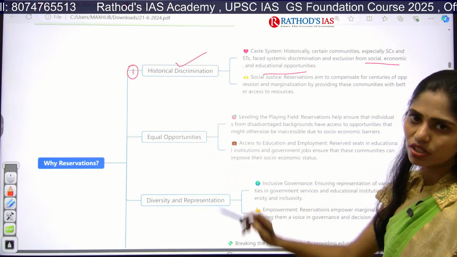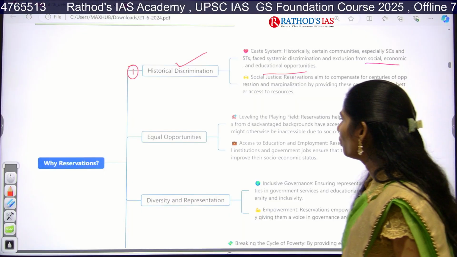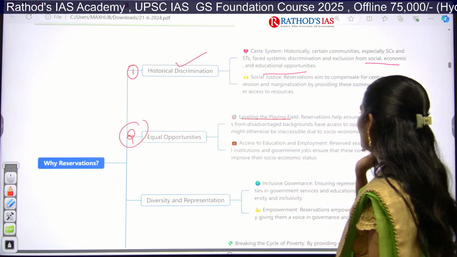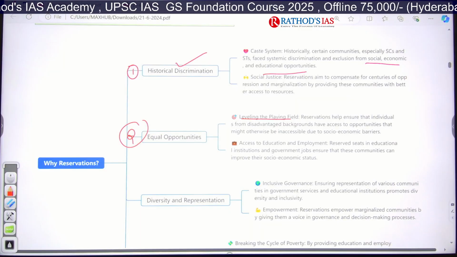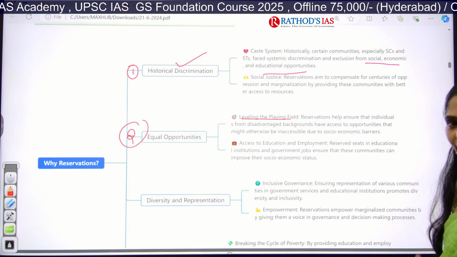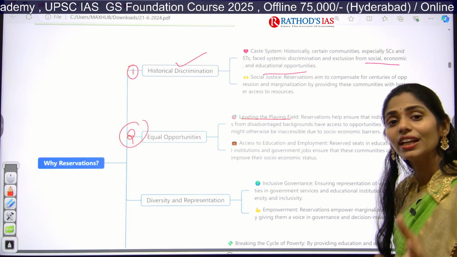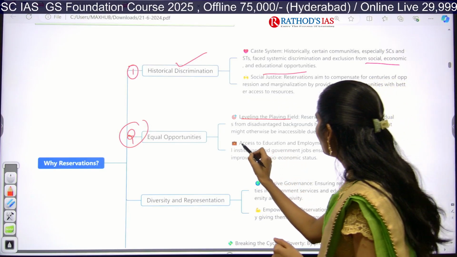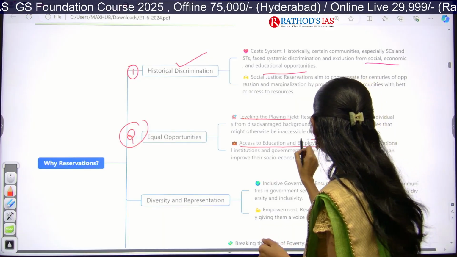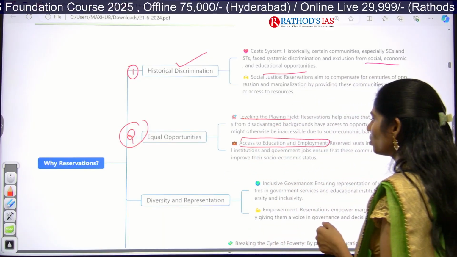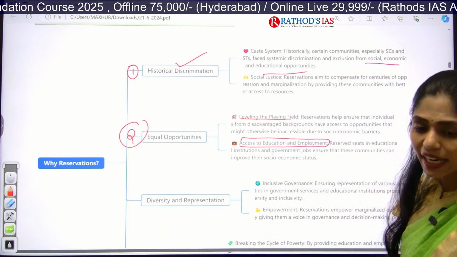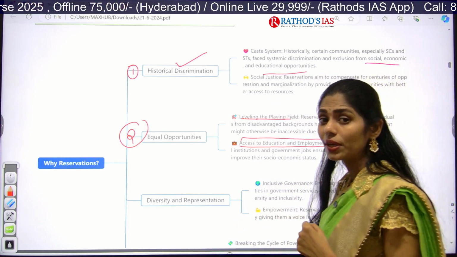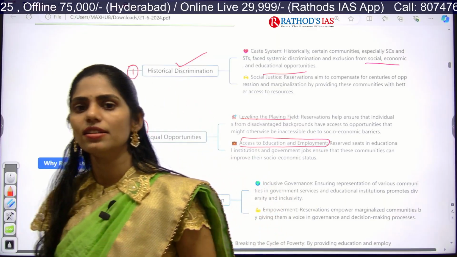And next one is to provide equal opportunities. We have to provide a level playing field for them also. We have to provide access to them in areas that were inaccessible till this time. And next, we want to provide them access to education as well as employment, so that the socio-economic conditions of these people can be improved. This is also one important reason why we need this reservation.